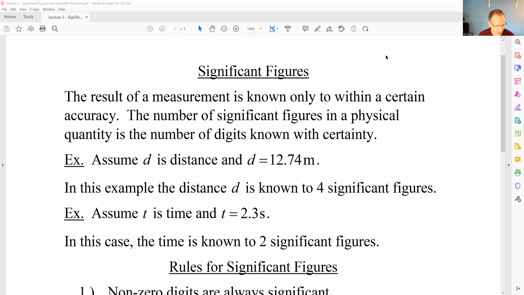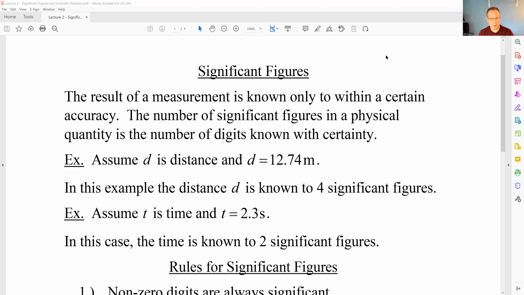This lecture is going to be on significant figures. So we'll discuss how to determine how many significant figures are in a particular quantity, and then also how to operate with those quantities, how to multiply and divide, and how to add and subtract, and have the result have the correct number of significant figures.